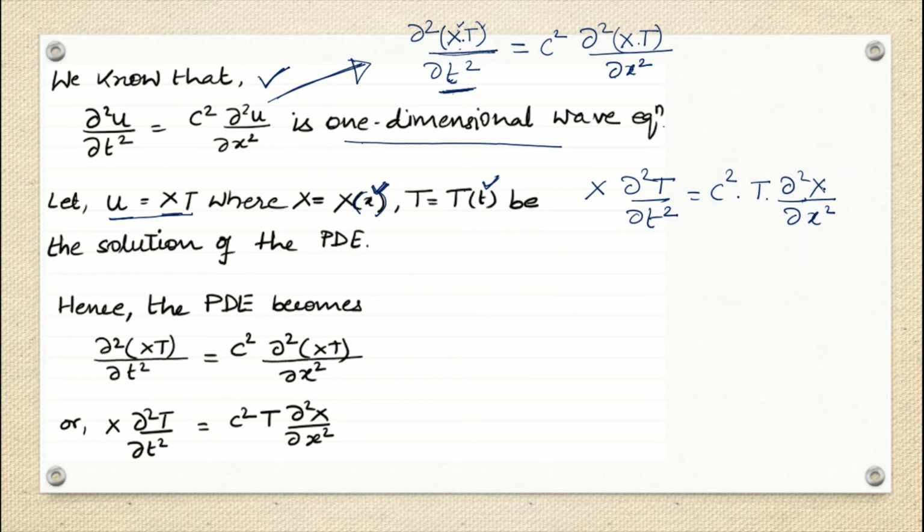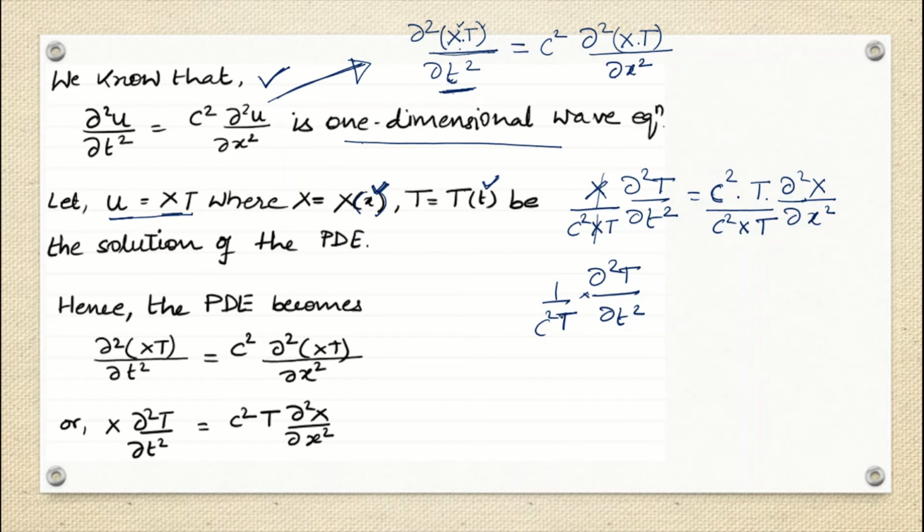This capital X is what? A function of x only. So now I divide the left-hand side and right-hand side both by c square X T. If I divide, then X and X get cancelled, so I get del 2 T by del t square, and then 1 by c square T.